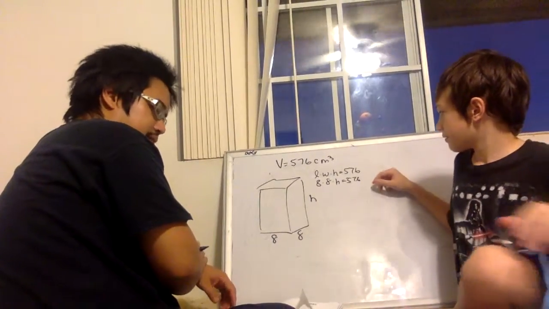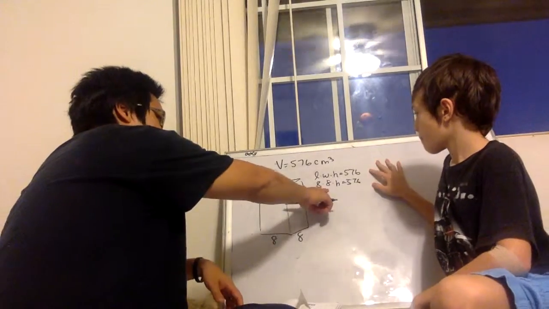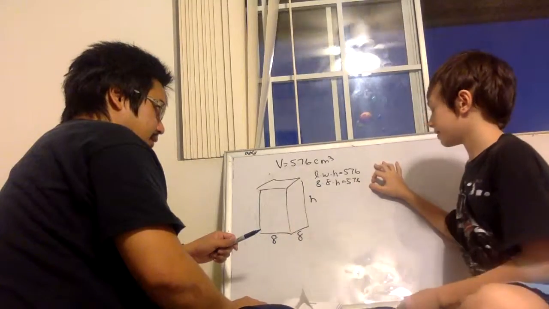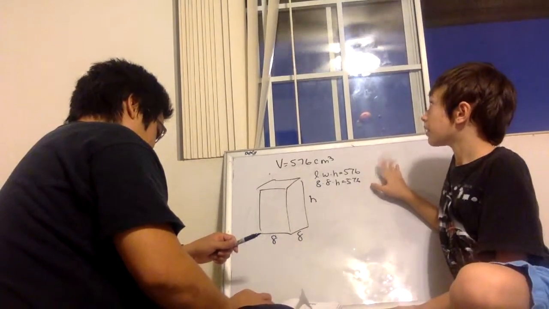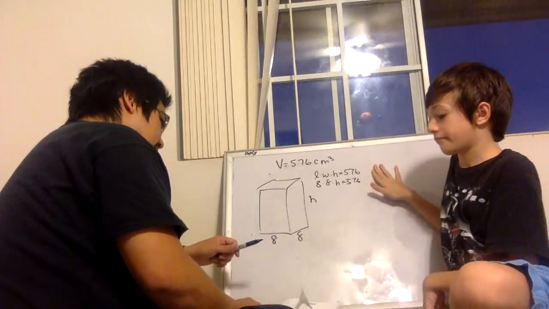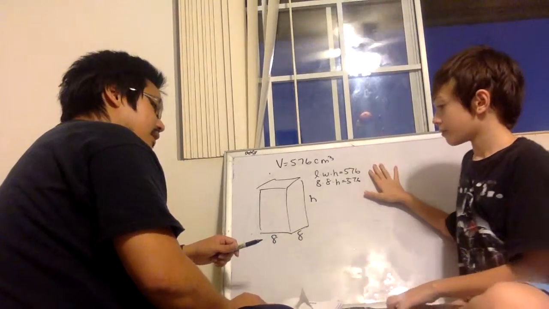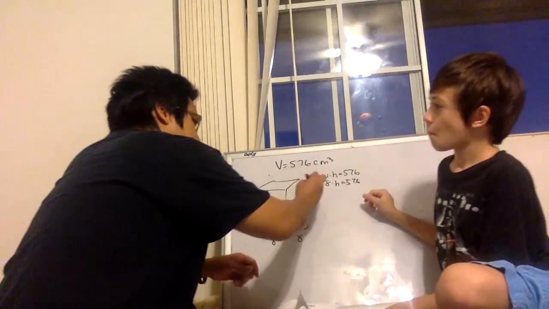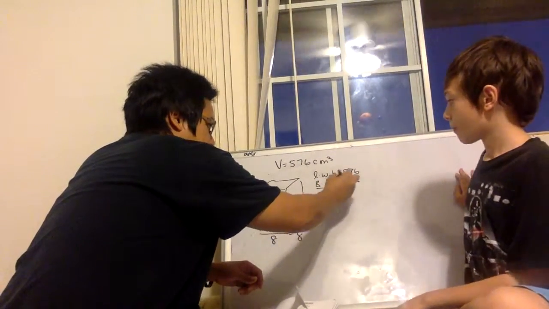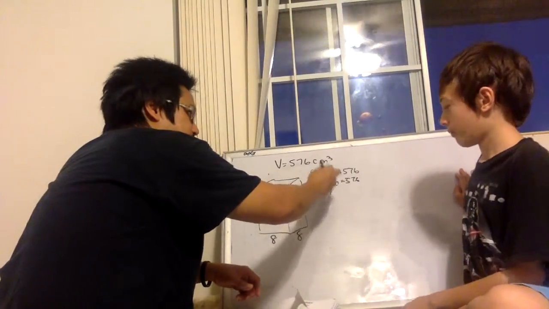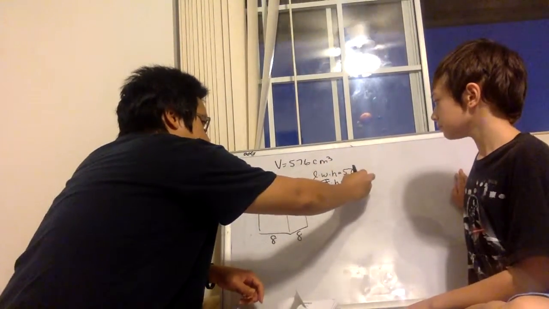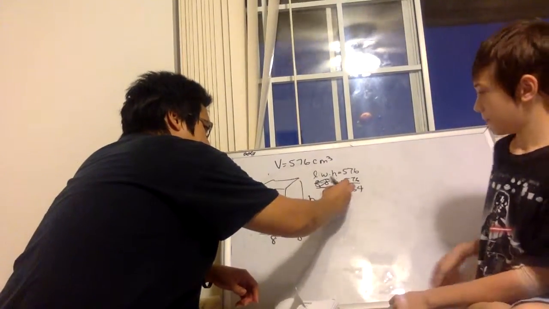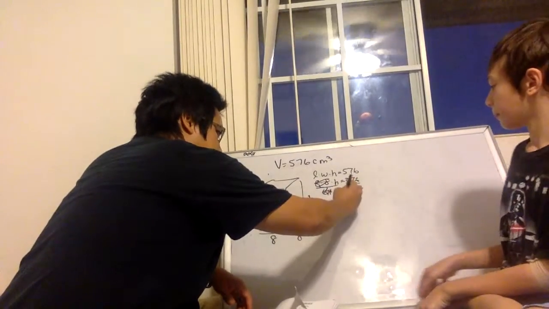You would minus it? No. What is it doing? What is the 8 doing to the h? It's multiplying. So how do you get rid of it? Divide it? Divide by 64, because 8 times 8 is really 64. So h is equal to 576 divided by 64.